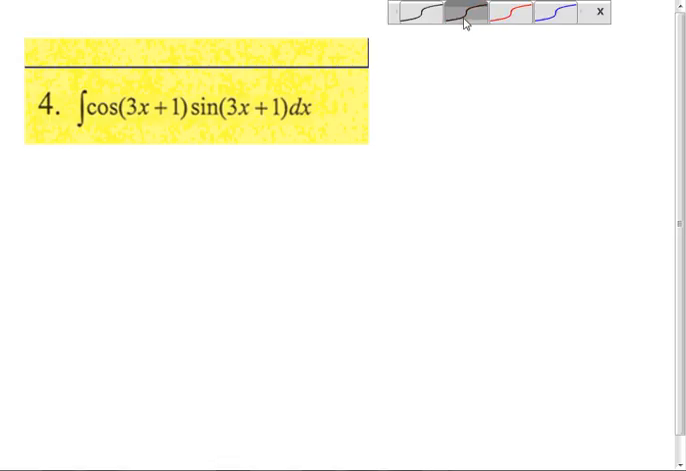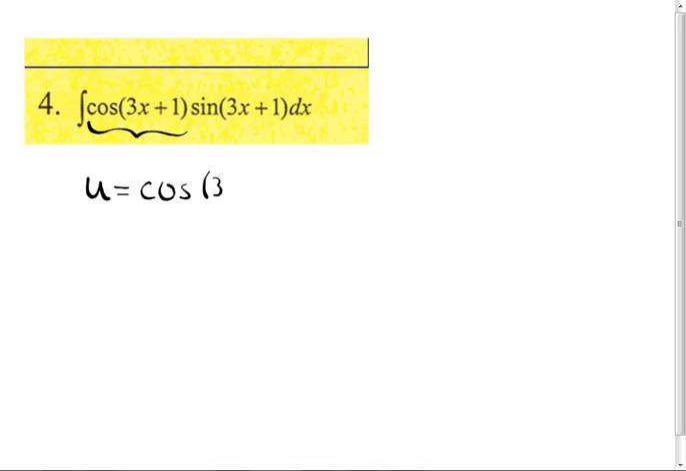So I'm going to let this be my u. So u is equal to the cosine of 3x plus 1, because I don't see the power rule here. Not yet. So what's du? Careful. Negative sine of 3x plus 1 times 3 times dx.